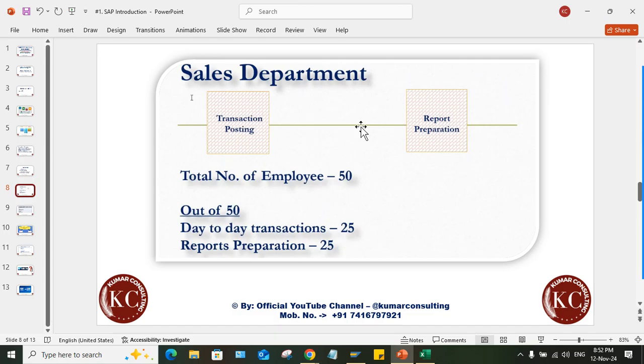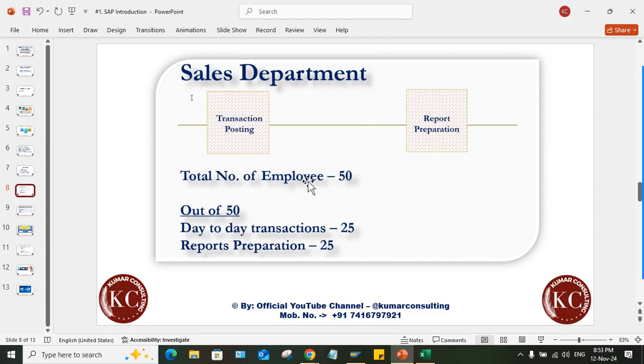Say, for example, everything is being managed on books only. Sales-related transactions are going to be recorded in sales registers, and purchase-related transactions are going to be recorded in purchase registers manually. So in that case, for the sales department, many employees are needed, and physically everything has to be recorded.